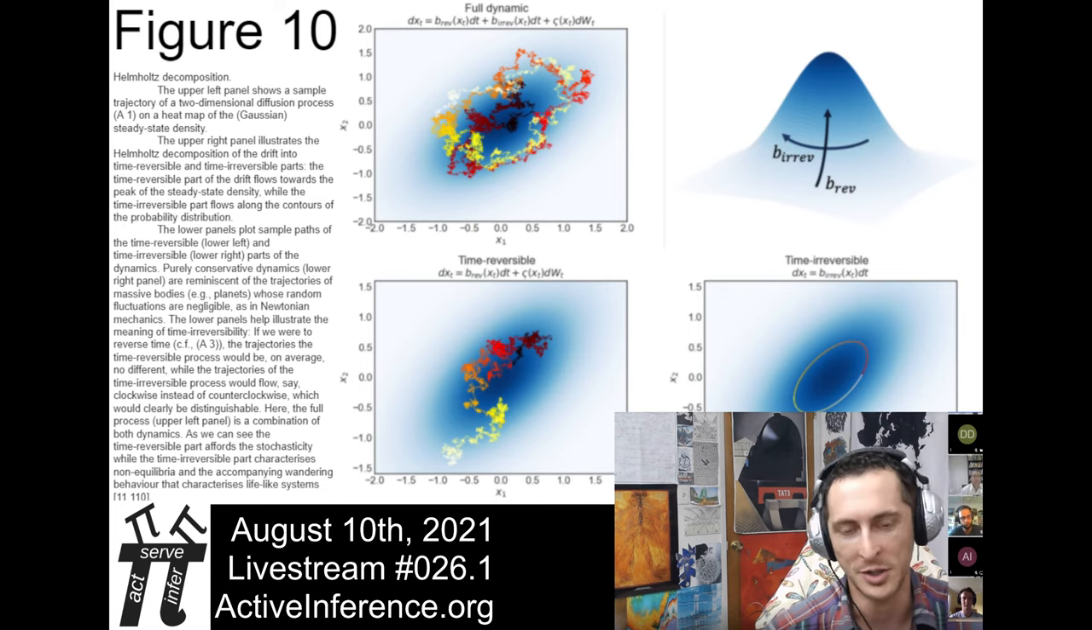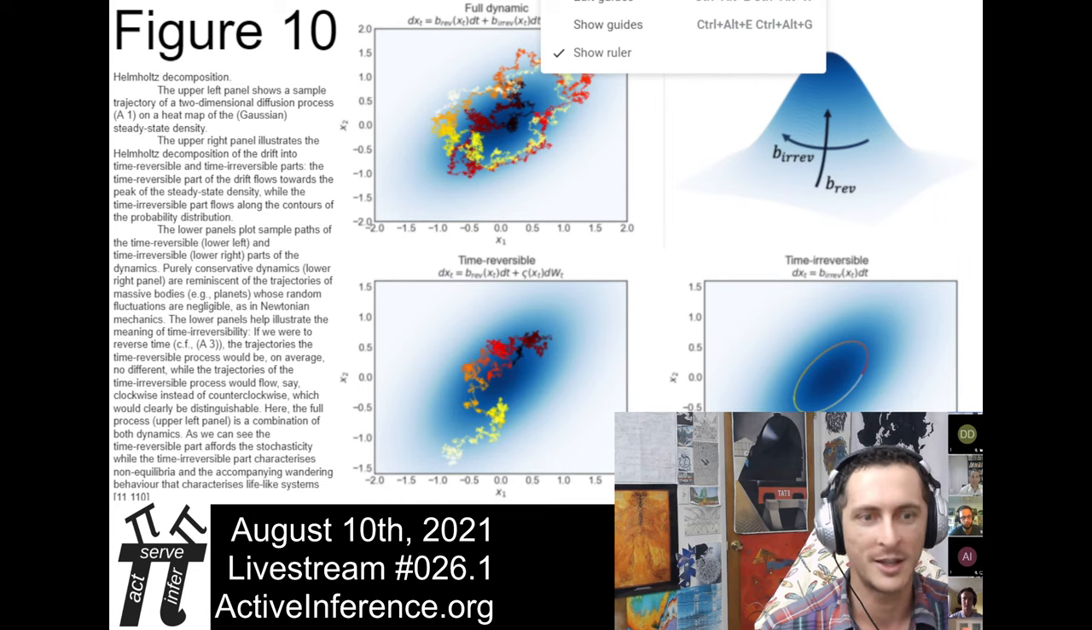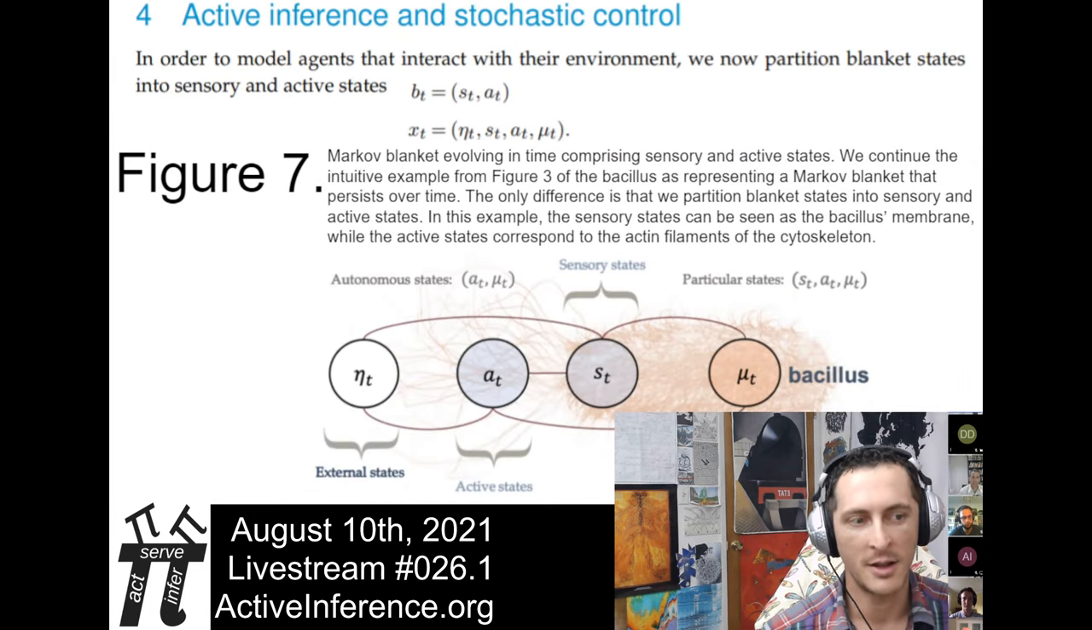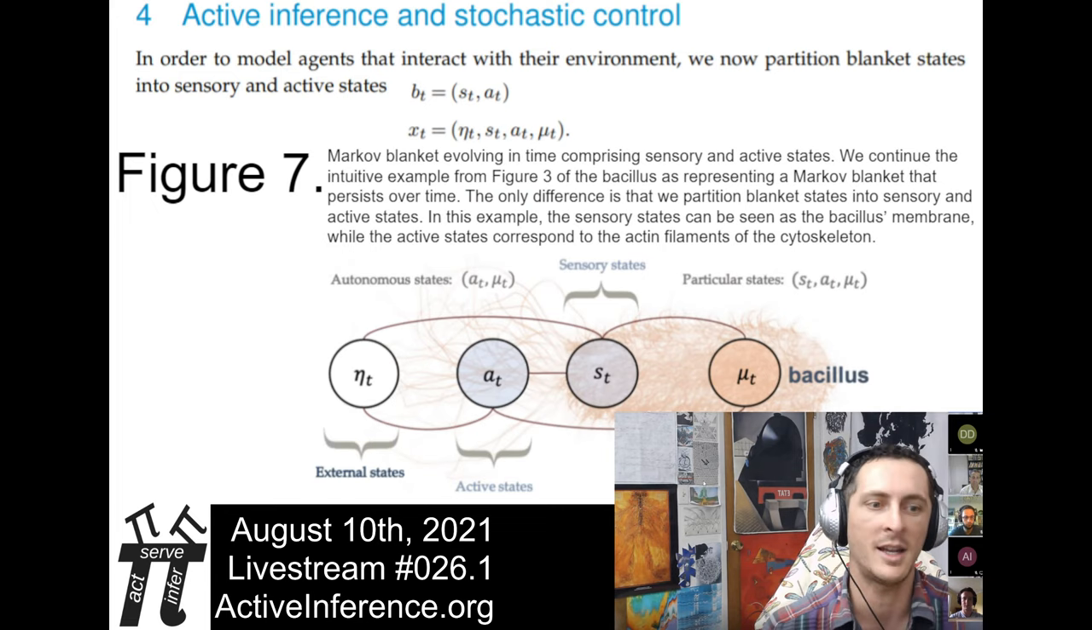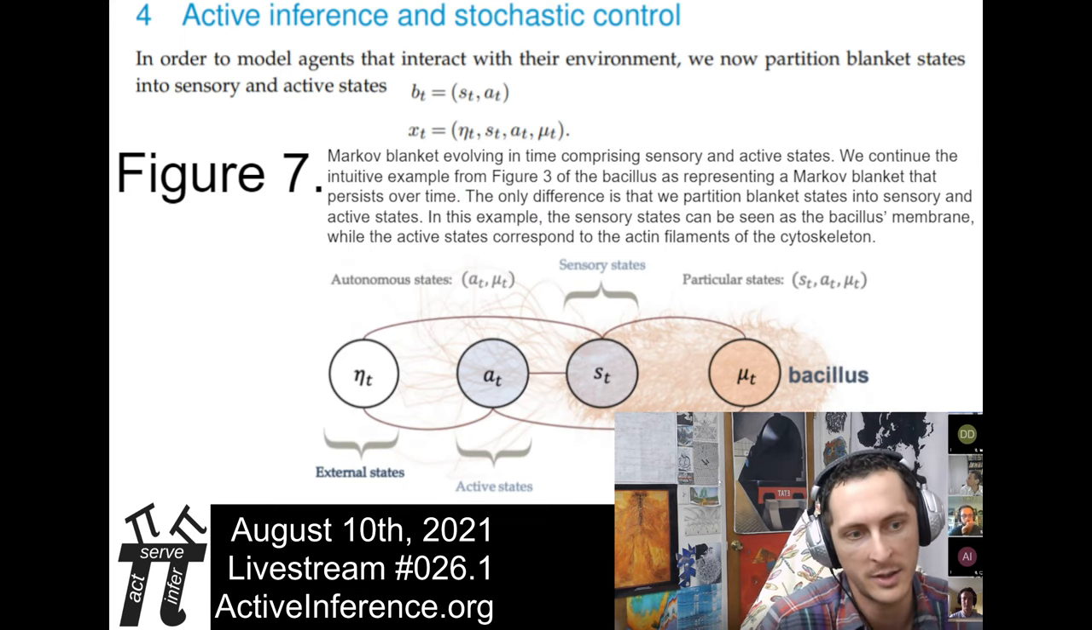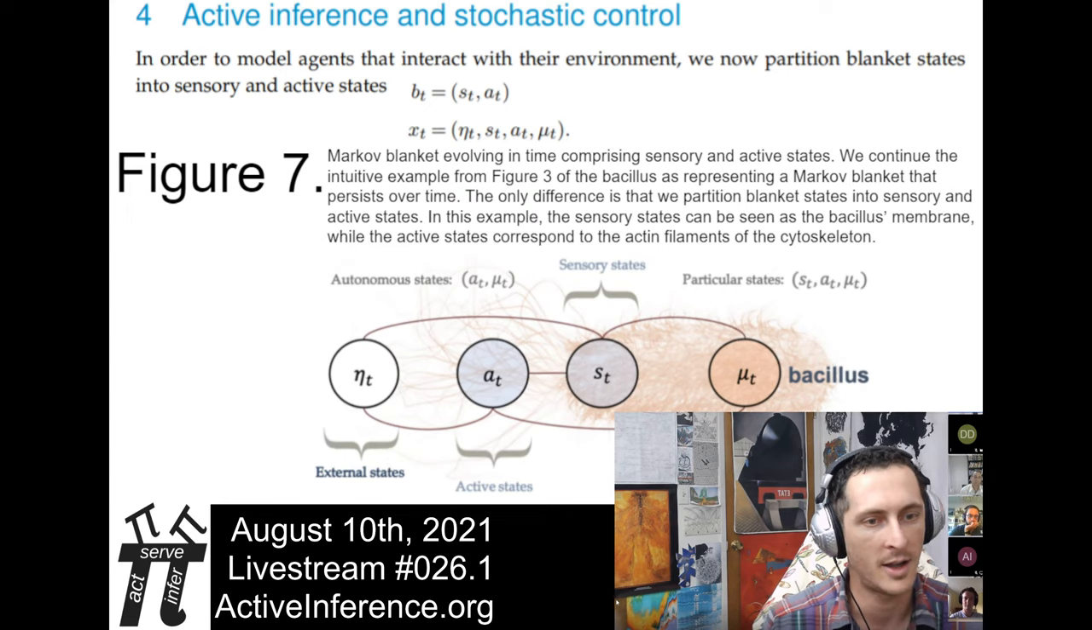And so also, Conor, while we have you, let's take this next step, which is let's partition the blanket states into two kinds of states, sensory on the incoming and action or active states on the outgoing. So what is going on with this blanket partitioning and how does it relate to active inference? How does active inference relate to this Bayesian graphical approach more generally?